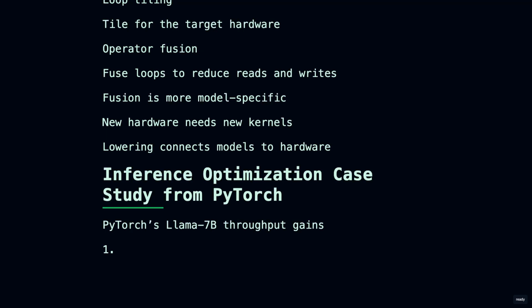First, the team starts with compiler optimization. This is the baseline step that sets up the rest of the performance improvements.